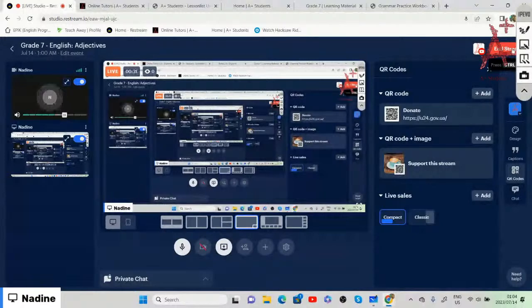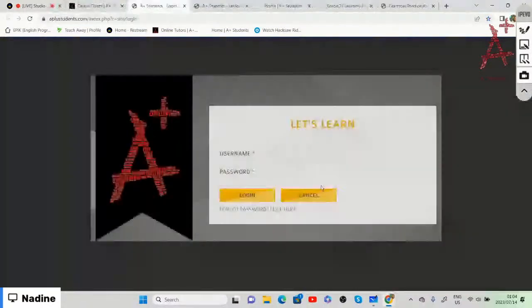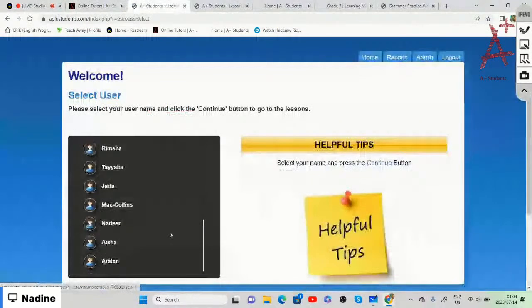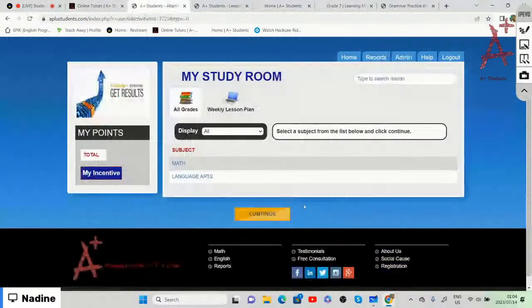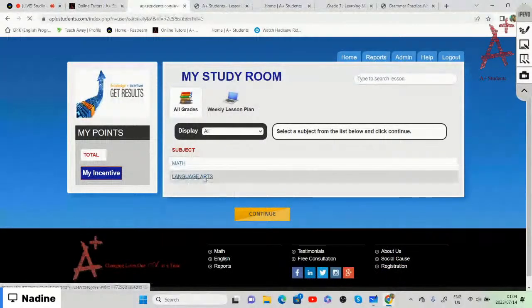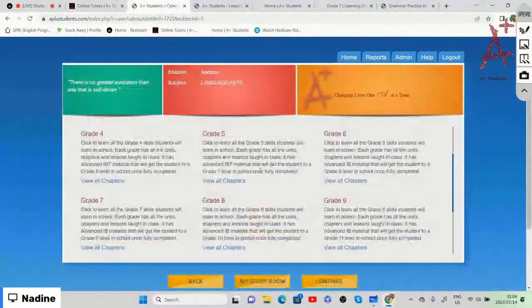the aplusclasses.ca. So you're logging into aplusclasses.ca. We're going to log in with our username as well as our password. All right, so then we're going to choose the subject of language arts, and then we scroll down to grade 7.